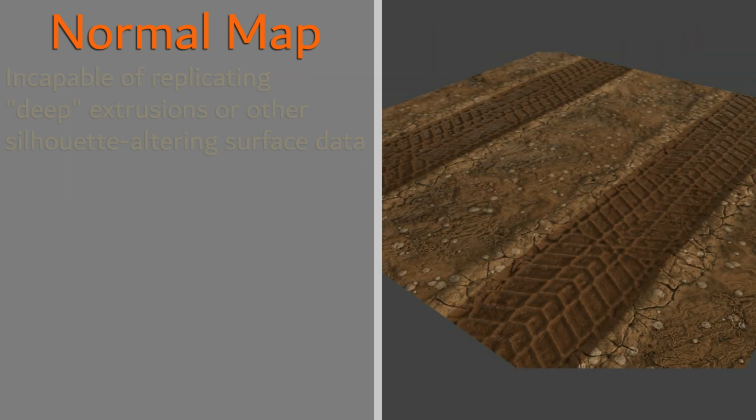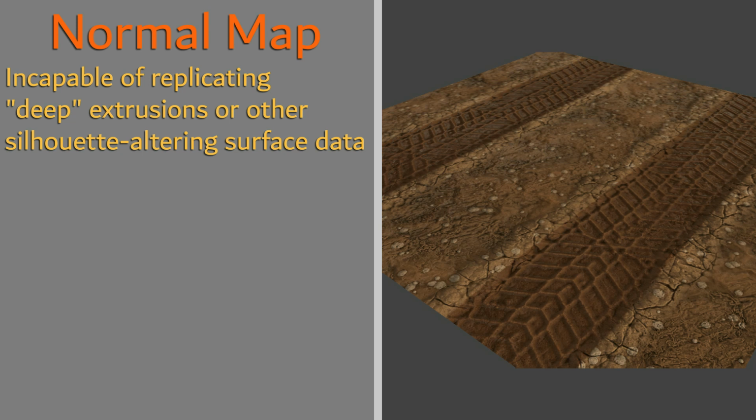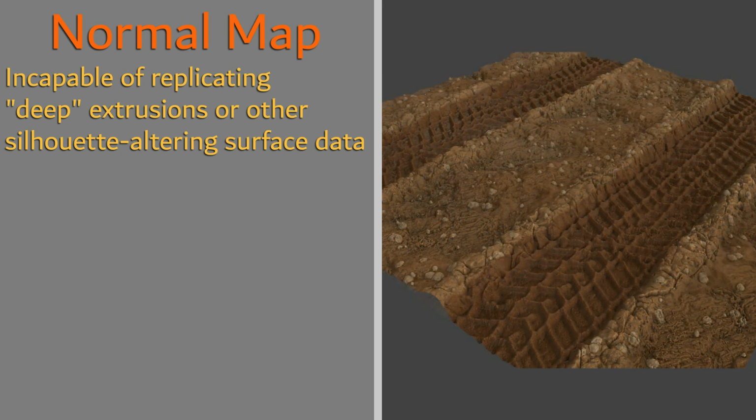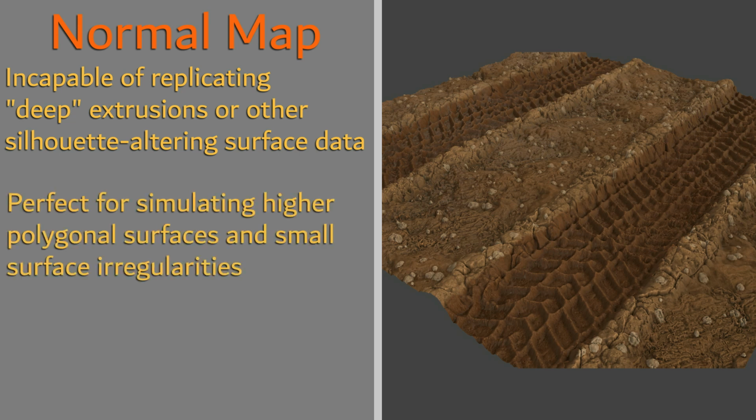A normal map is not capable of representing deep extrusions, which may alter the silhouette of an object. However, smaller surface transitions and minute detail, such as scratches, are primarily what this map is used for.